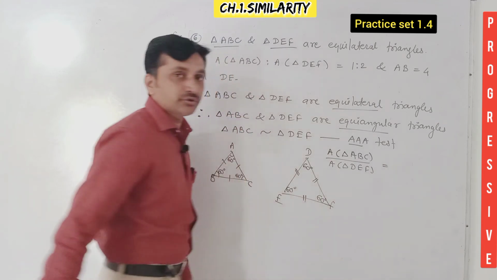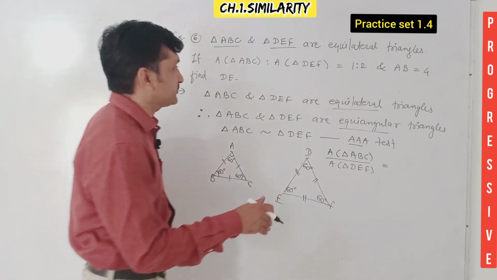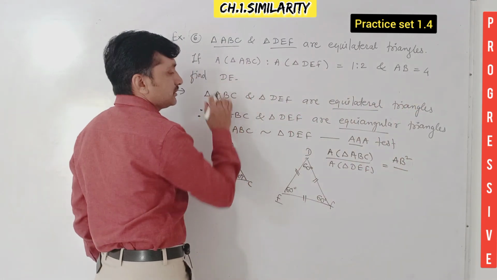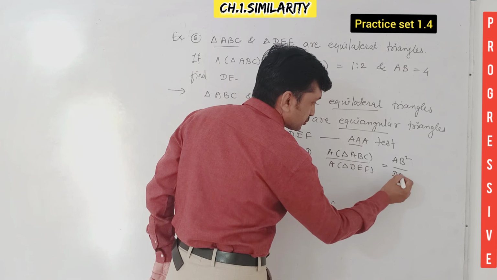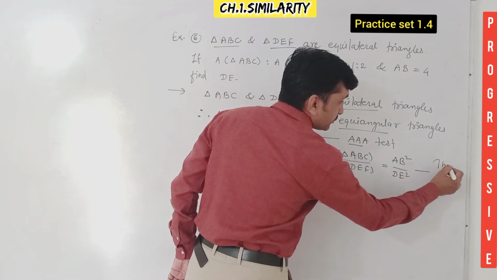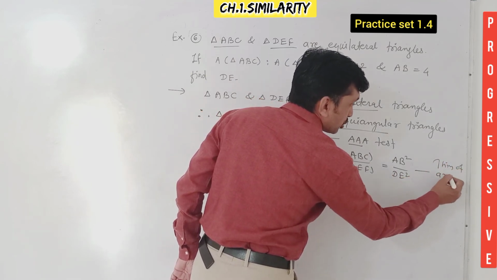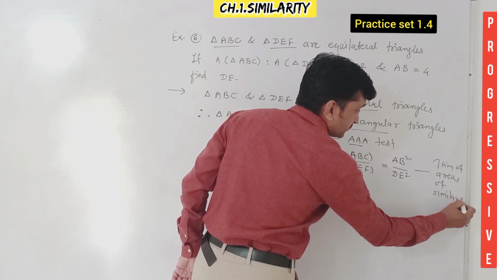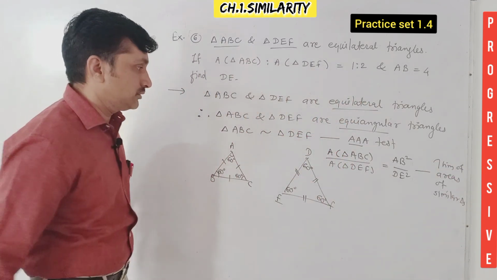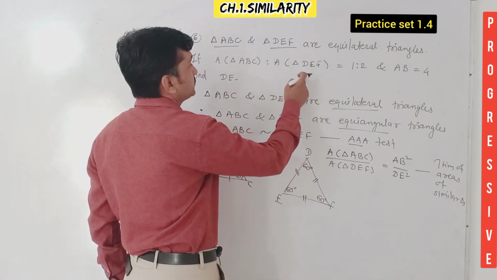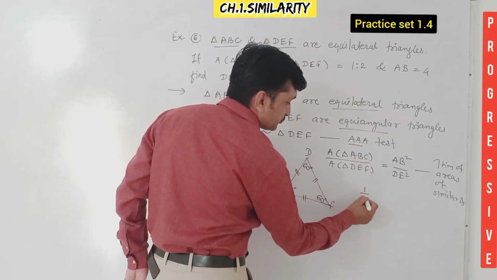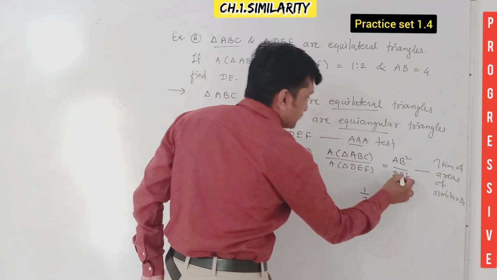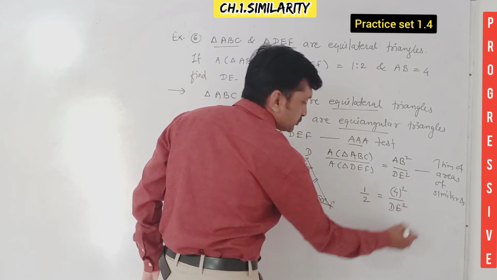to, on the right side, ratio of squares of corresponding sides, and squares means AB square. In the example AB is given and DE we have to find, corresponding of AB is DE square. Here the reason you write down is the theorem of areas of similar triangles. That is very important. You must write this reason there. Now put values. Ratio of area of ABC upon area of DEF is 1/2, means 1:2. It is given. AB is 4 square upon DE, we have to find DE square.